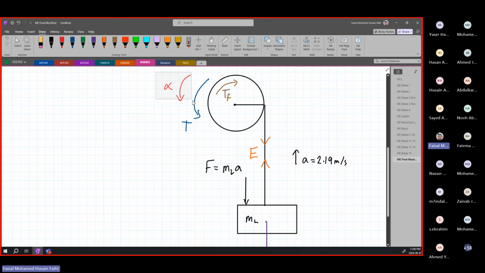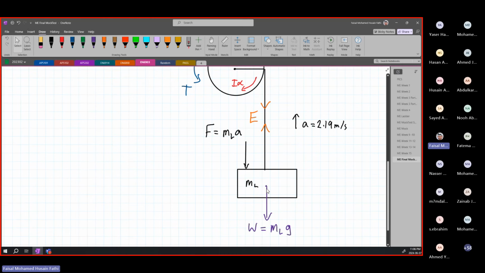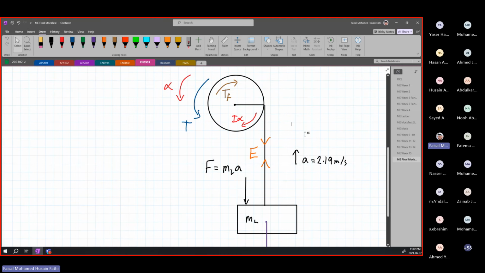Due to this acceleration over here, we're going to have an inertial force, or an inertial torque, I should say, in the opposite direction, known as I alpha. All right, where I is your moment of inertia, your polar moment of inertia. And this is it. This is your total, your full free body diagram for both cases.